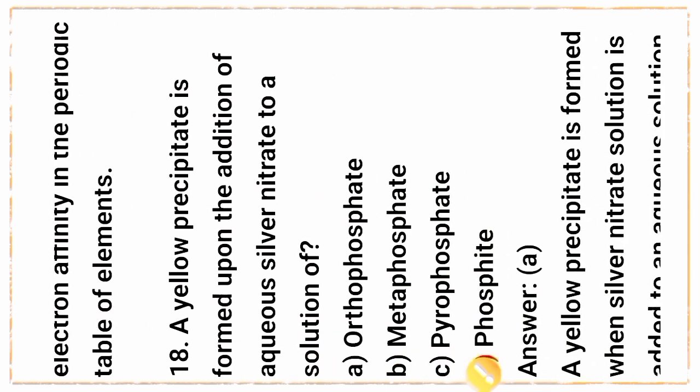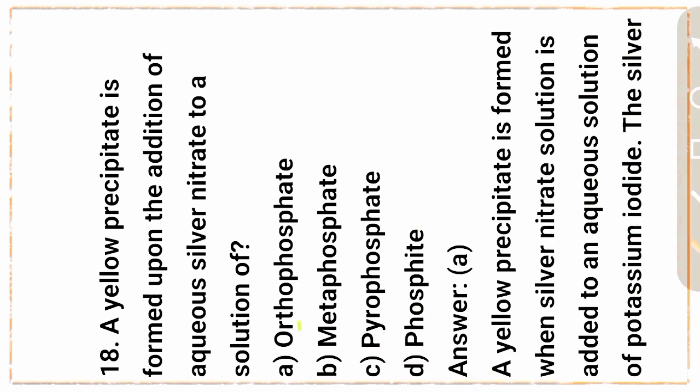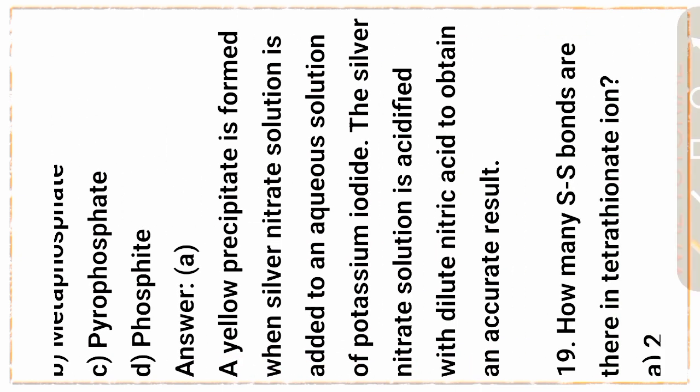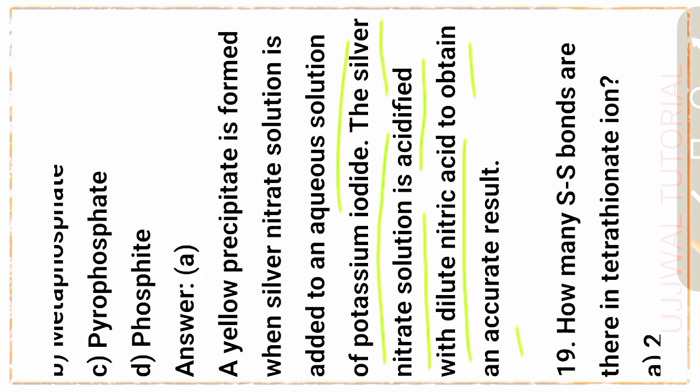Question number 18. A yellow precipitate is formed upon the addition of aqueous silver nitrate to a solution of option A, orthophosphate. To explain this part, a yellow precipitate is formed when silver nitrate solution is added to an aqueous solution of potassium iodide. The silver nitrate solution is acidified with dilute nitric acid to obtain an accurate result.